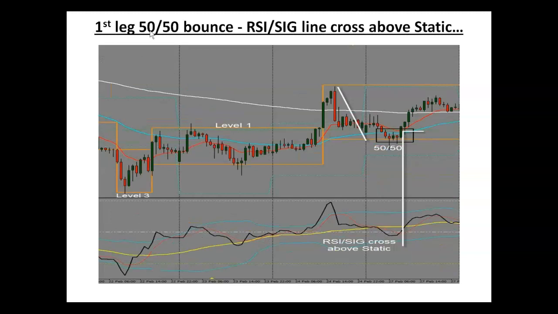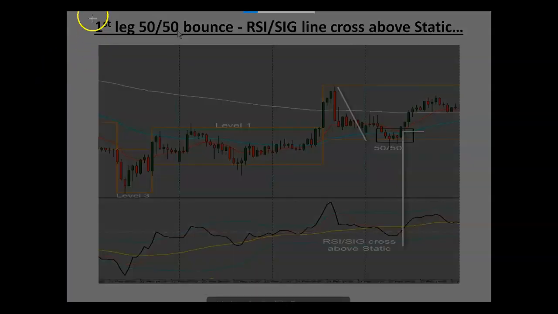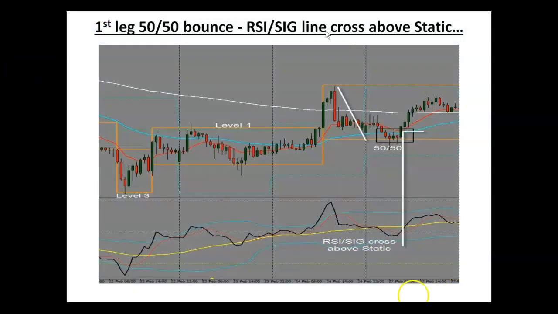All right, so if you take the first leg of the 50-50 bounce, okay, the RSI signal line cross in this example got to be above the static. Okay, so ugly anchor, 1350 cross, first pullback, they bounce. All right, RSI signal line cross above the static, first leg.